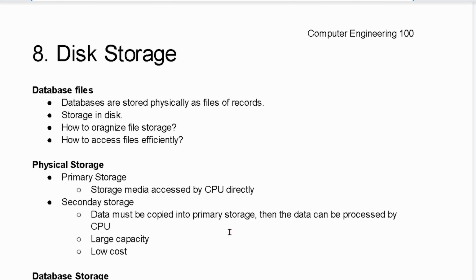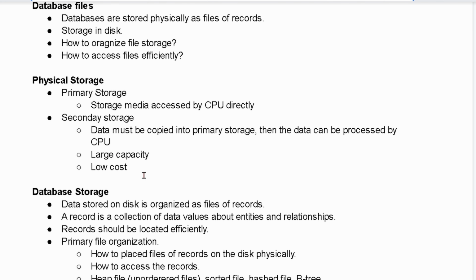We're going to take a look at disk storage, and in disk storage we're just going to go over things really quickly. So let's look at database files. They're stored physically as files, records. Storage can be in a disk. We're going to look at how to organize file storage and how to access files efficiently.